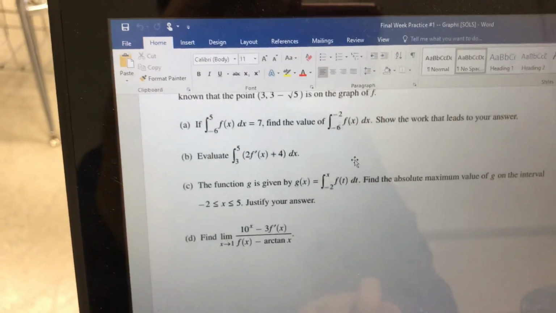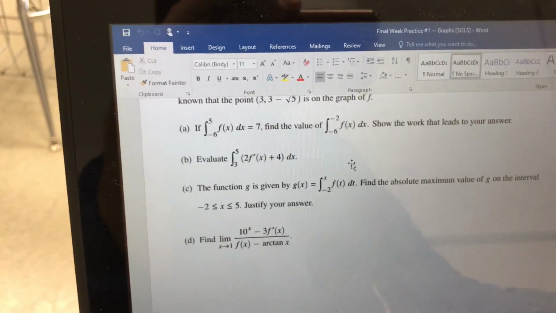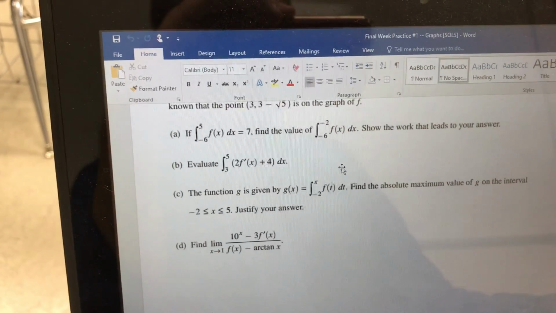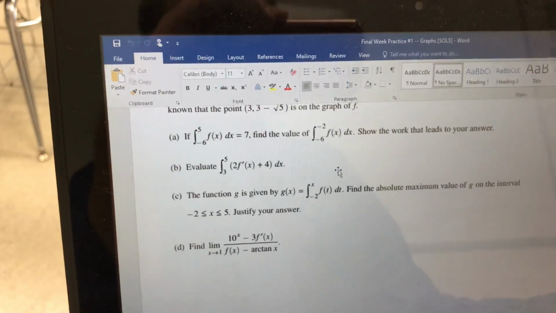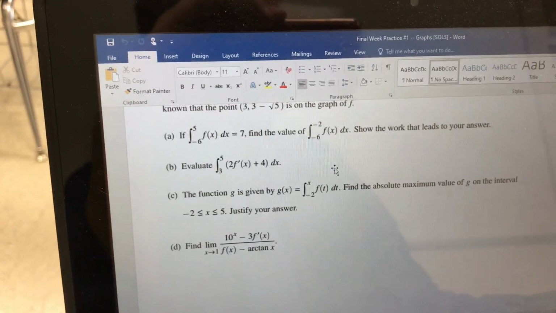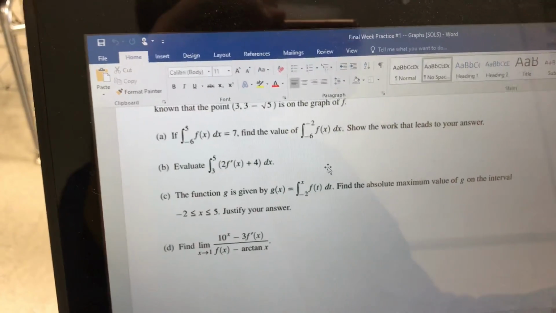And finally, the last part. We want the limit as x approaches 1 of that statement right there. Well, first of all, try substituting. That's 10 to the first minus 3 times f prime of 1. We'll go look at that in a minute. F of 1 minus the inverse tangent of 1, or the arctangent of 1. I'm going to write it as inverse tangent.